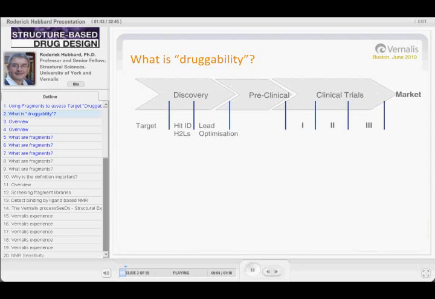I thought before I started, we should make sure we've got some definitions right, because I think it's very easy in these areas to misuse words, to misuse definitions. Druggability is a horrible word. It's a very ugly word. But in my book, druggability can apply across the whole of the drug discovery spectrum.